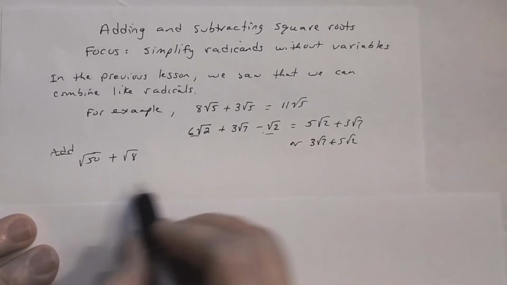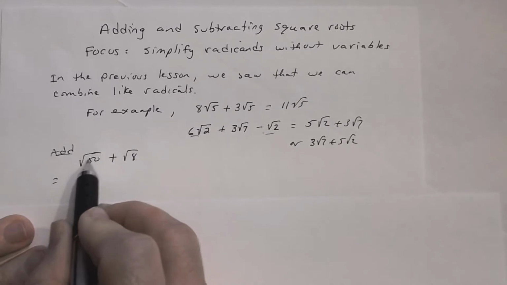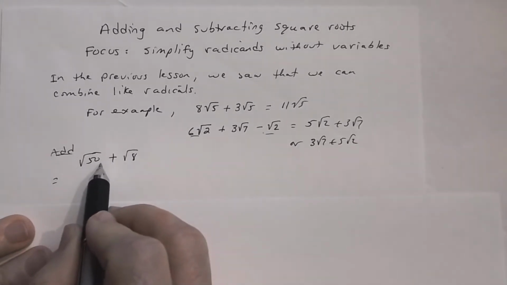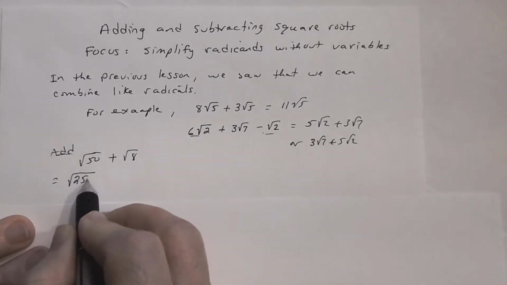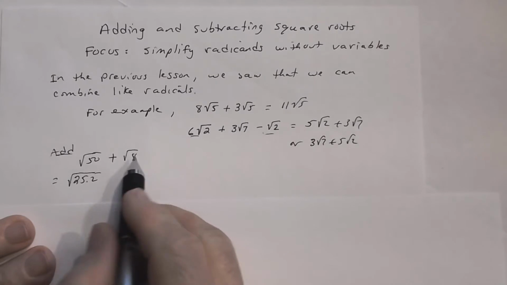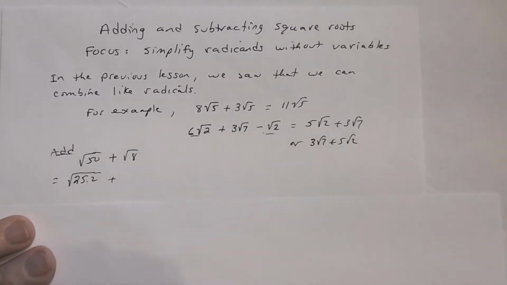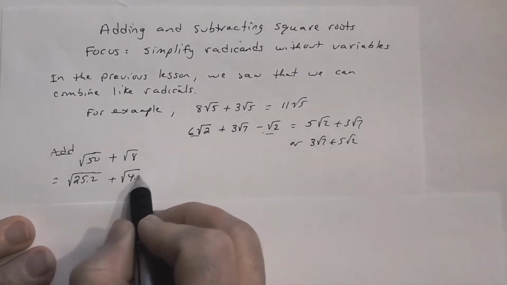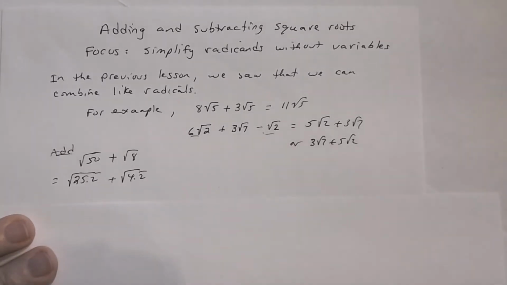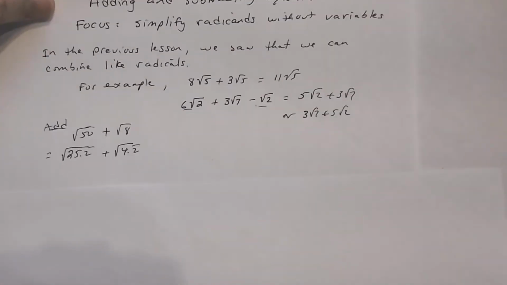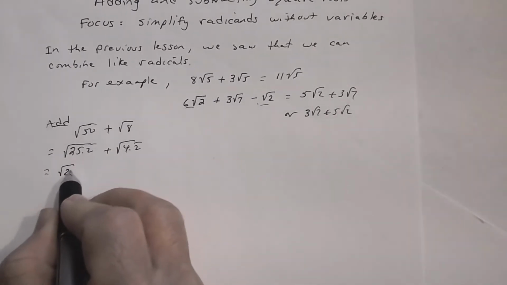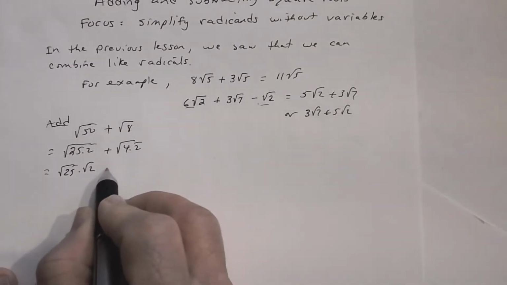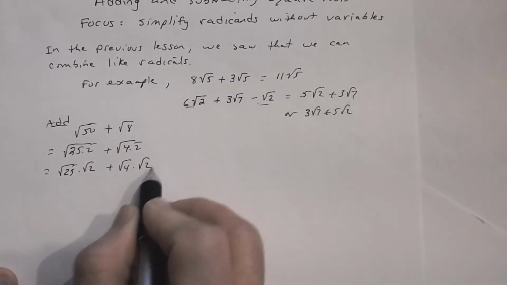So let's think about the square root of 50. What's the largest perfect square that goes into 50? Well, 25. So that means I can rewrite this as the square root of 25 times 2, right? And then let's think about the square root of 8. That will be the square root of 4 times 2. So 4 is the largest perfect square that goes into 8. And so remember the product rule. So the product rule then says I can rewrite this now as the square root of 25 times the square root of 2 plus the square root of 4 times the square root of 2.